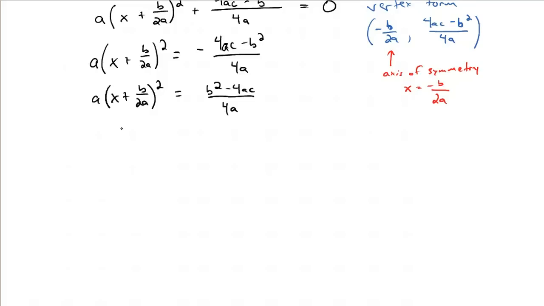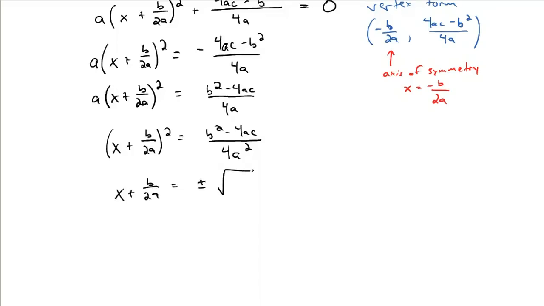And now we have to divide both sides by a. B squared minus 4ac. To divide by a is to multiply the denominator by a, so I'll add another a down here. Now I'm ready to take the square root. Plus or minus the square root of b squared minus 4ac over 4a squared. And that's simplifiable to plus or minus the square root of b squared minus 4ac over 2a.